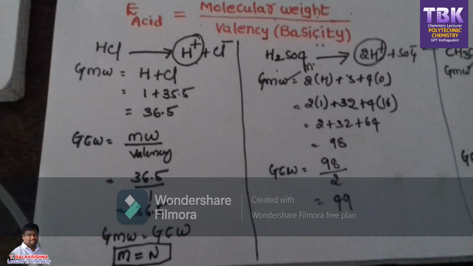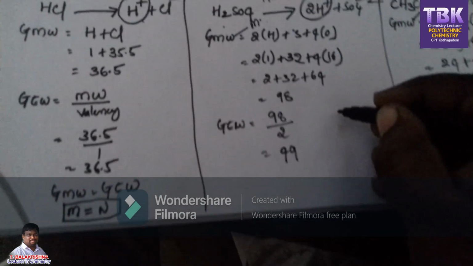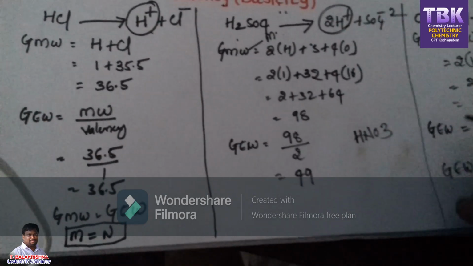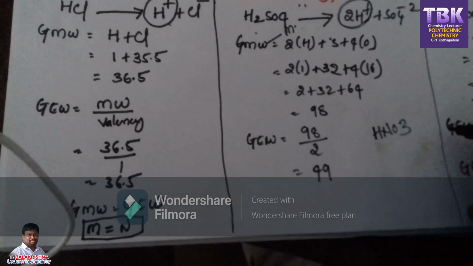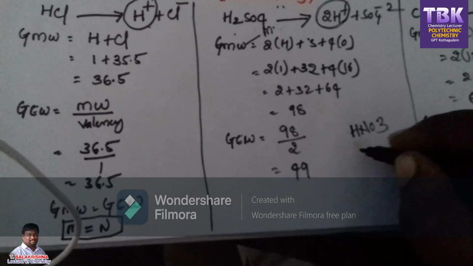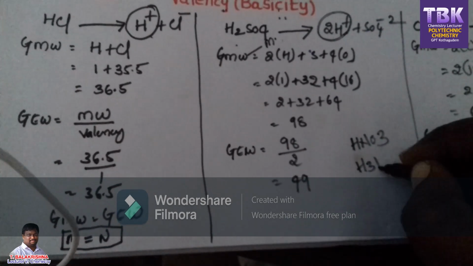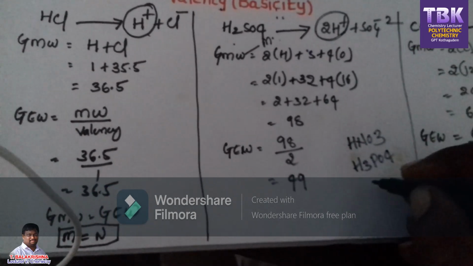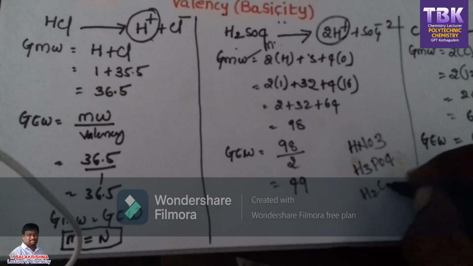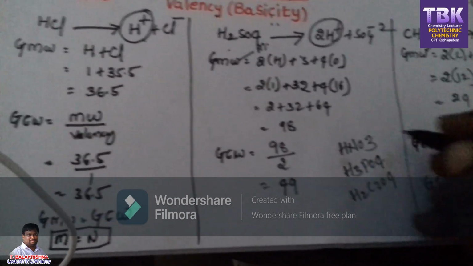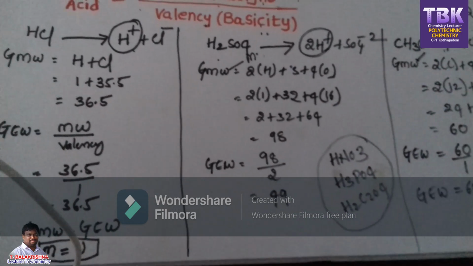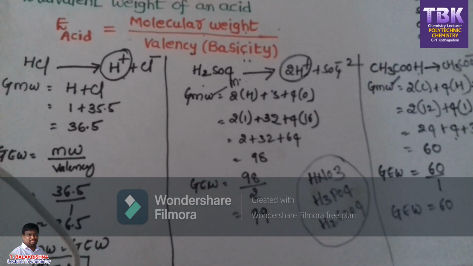Now you try to solve these example problems. Find out the gram equivalent weight of HNO3, H3PO4 (phosphoric acid), and oxalic acid, H2C2O4. You try to solve and find out the gram equivalent weight of these acid molecules. Okay, right?